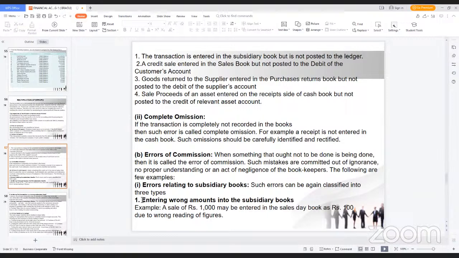We have errors related to the subsidiary book. Entering wrong amount into the subsidiary book. See here, commission, that is errors relating to the subsidiary books. For example, a sale of ₹1,000 may be entered in the sales book as 100 due to wrong reading of figures. So you have to write 1,000, but by mistake, what you have written? 100.